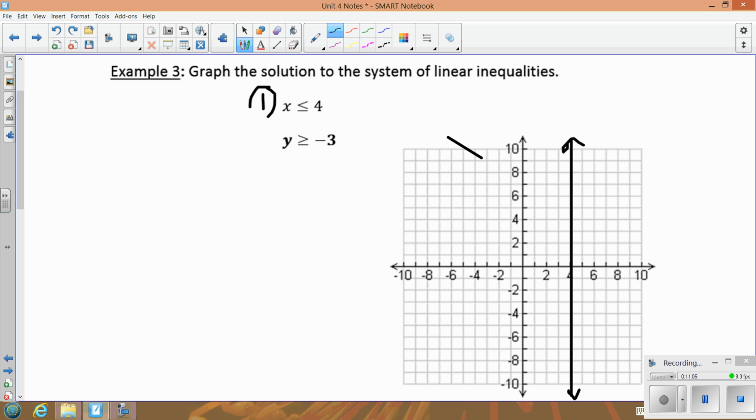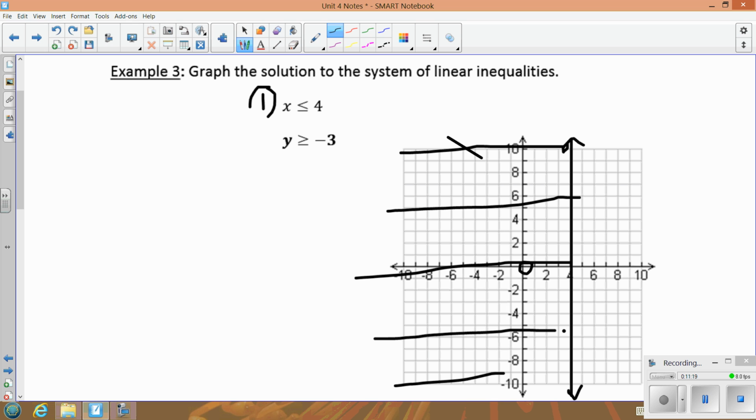And then we have to decide on which way to shade. So x is less than 4. So pick an x value. So let's say I plug in 0. 0 is less than 4, so that means I'm shading that direction. It works on that side. If I put 6 into my inequality, 6 is not less than 4, so that's why I'm shading away from 6. And then let's look at the next one here.